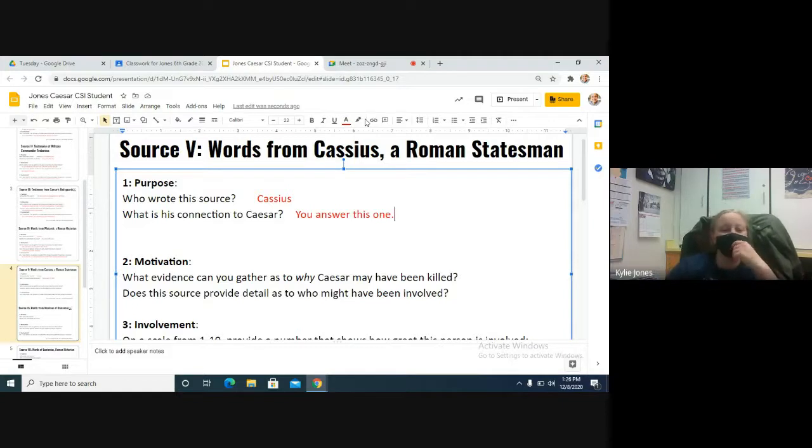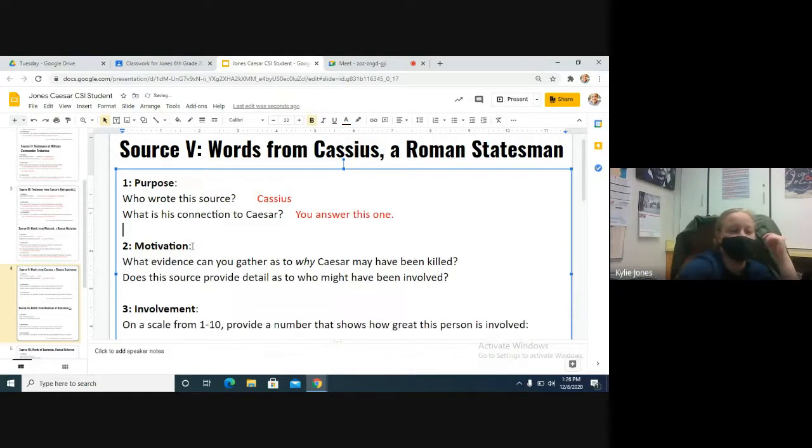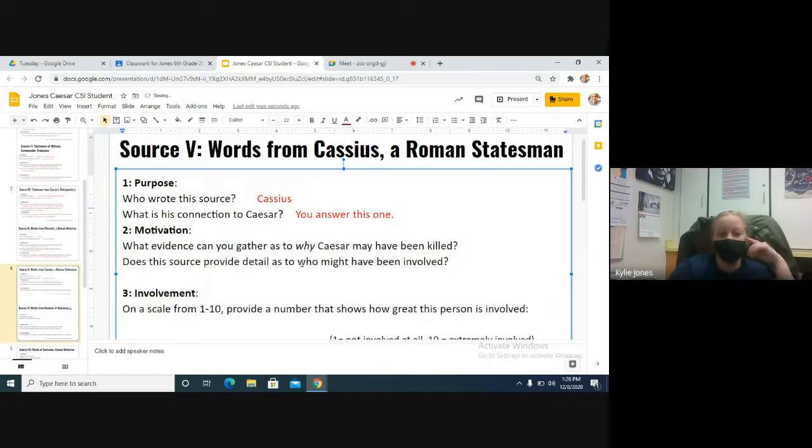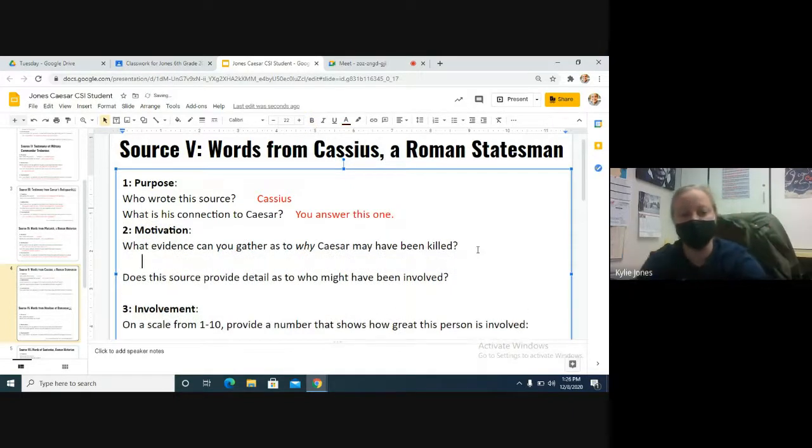All right. Once you have written down the connection to Caesar, our next one is the motivation. What evidence can you gather as to why Caesar might have been killed? So Cassius was talking about Caesar thinking that he was a god and stuff like that. Why would that be a reason to kill him? Because he wanted to be God.